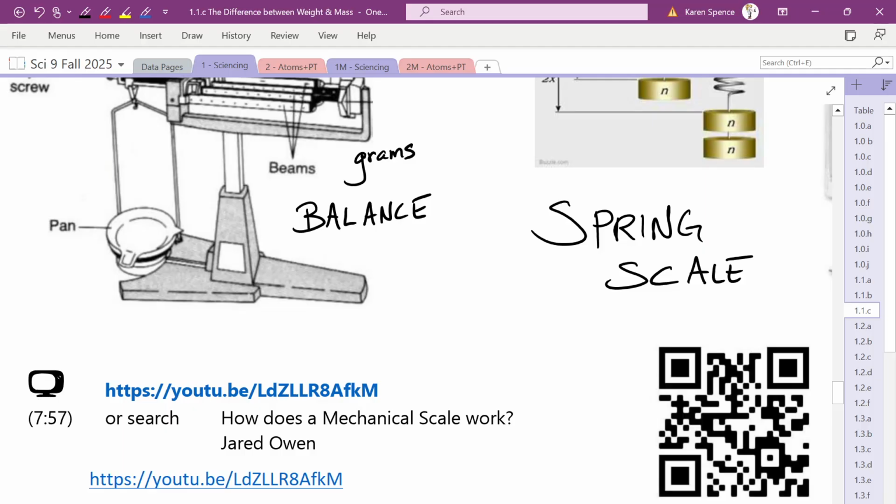Question, do you guys want to see a little video of how a mechanical scale works, like one that you stand on? Yeah. Okay, let's take a look at this, because it's actually really kind of cool. At least I think it is. Is this on? No, there we go.